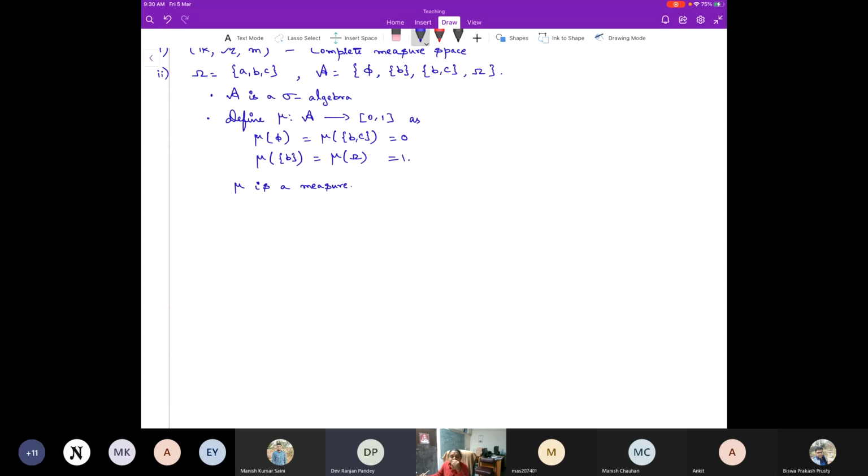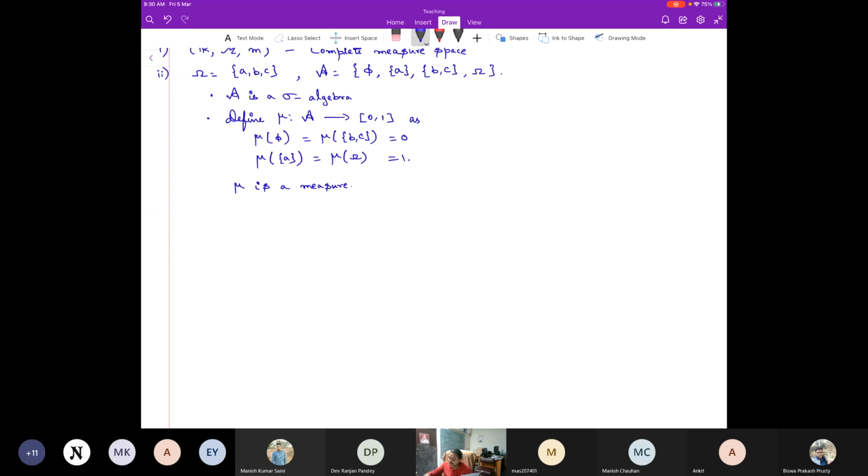Sir, according to the definition of algebra, the complement should belong to the set. Yes, this should be A. Thank you. Great. So this is a measure, and this is a sigma algebra. All these you can verify.